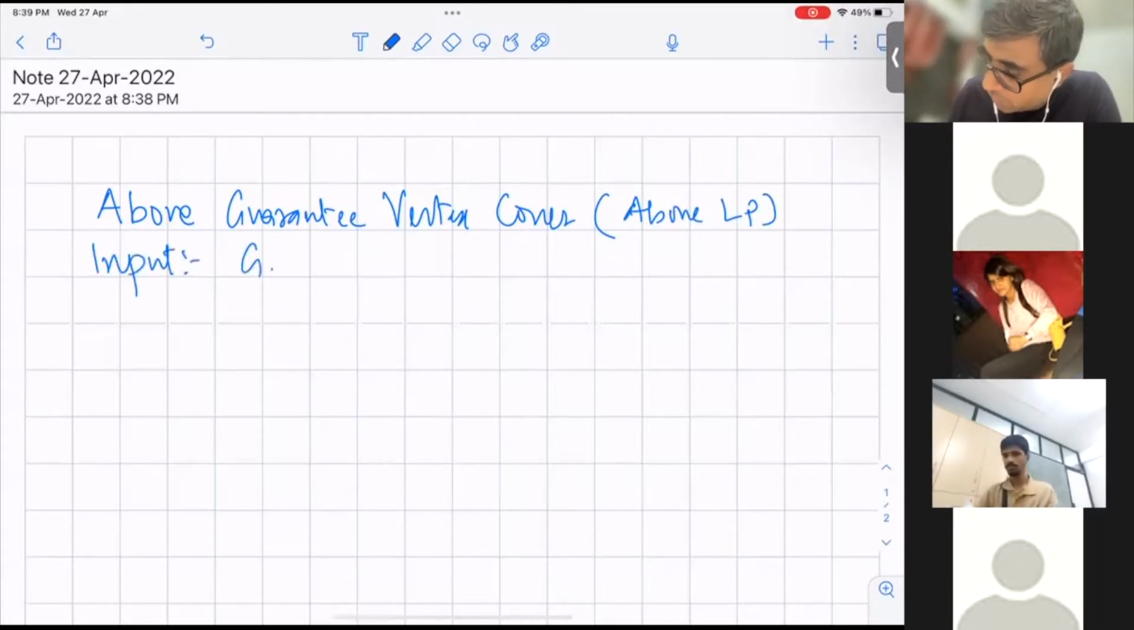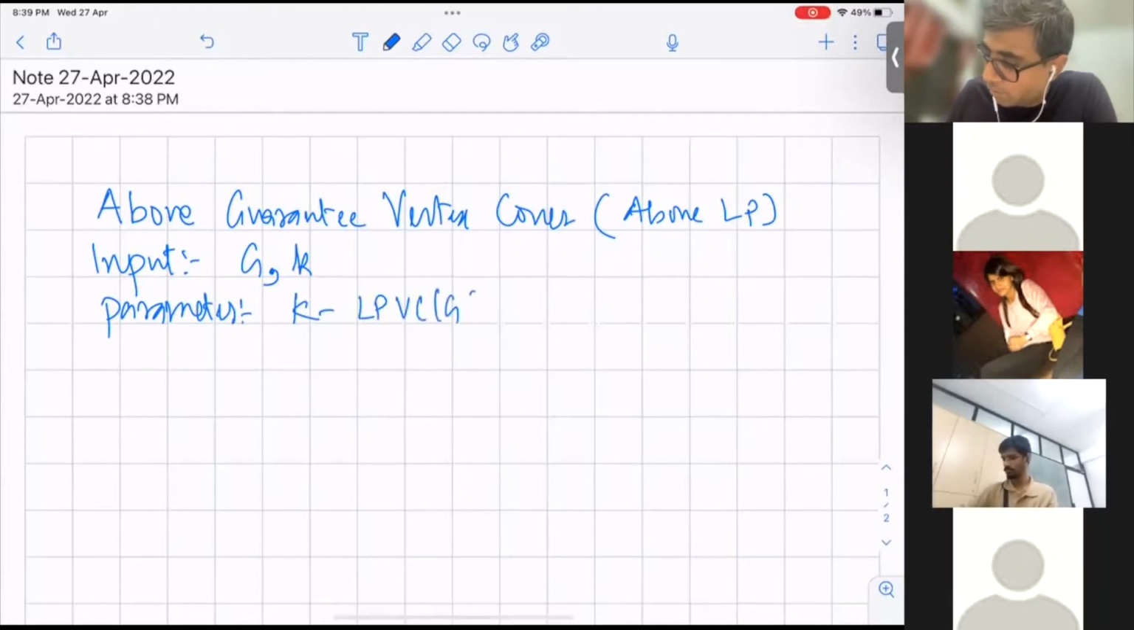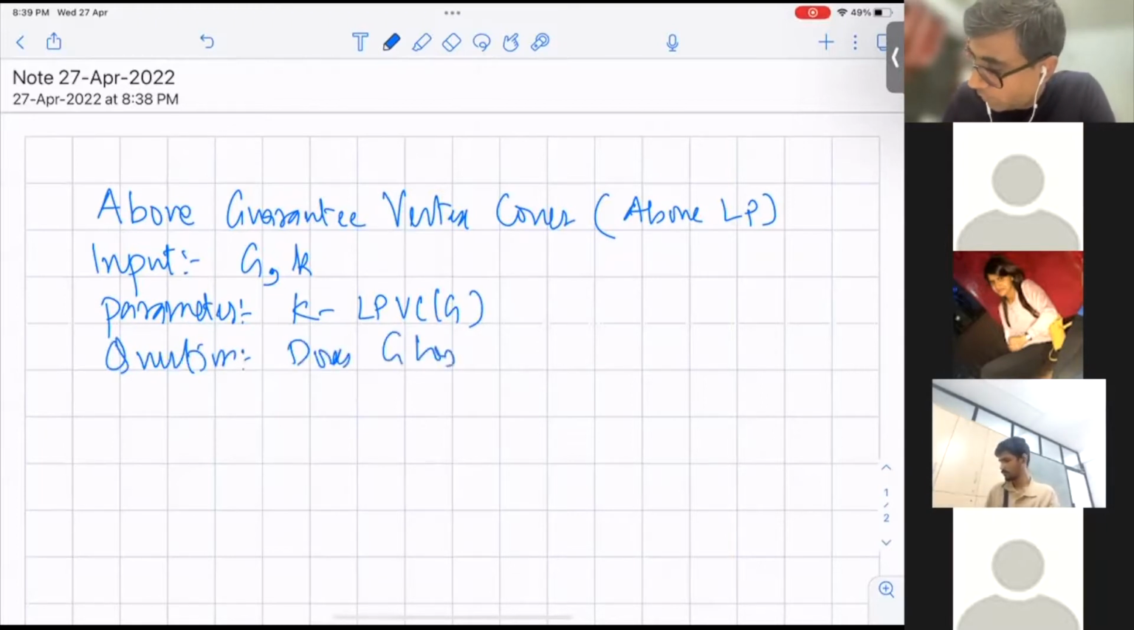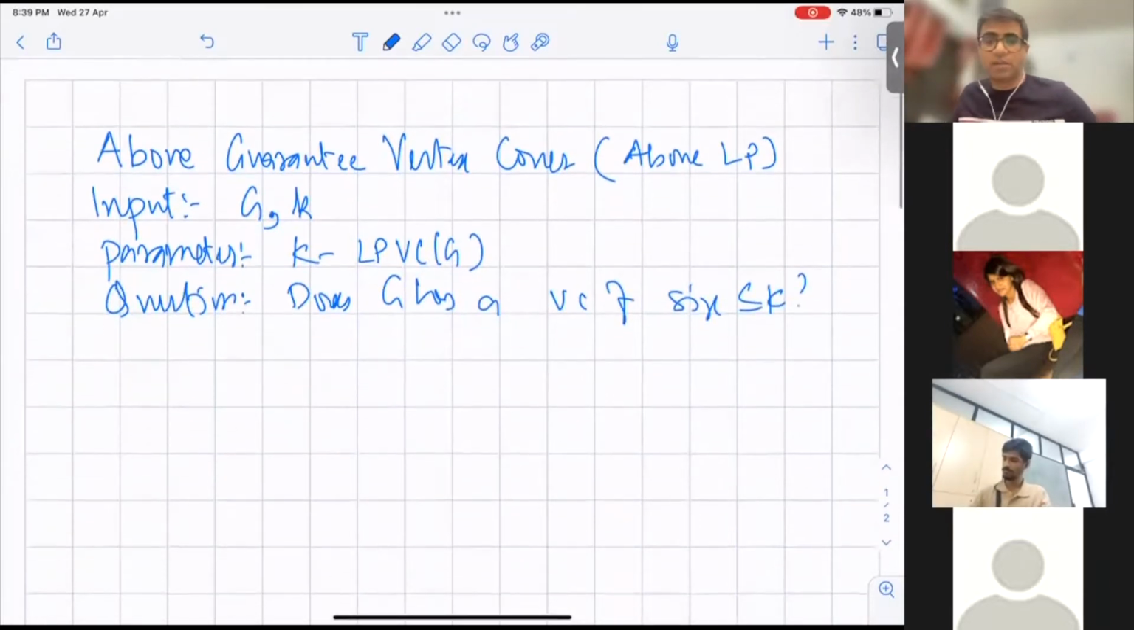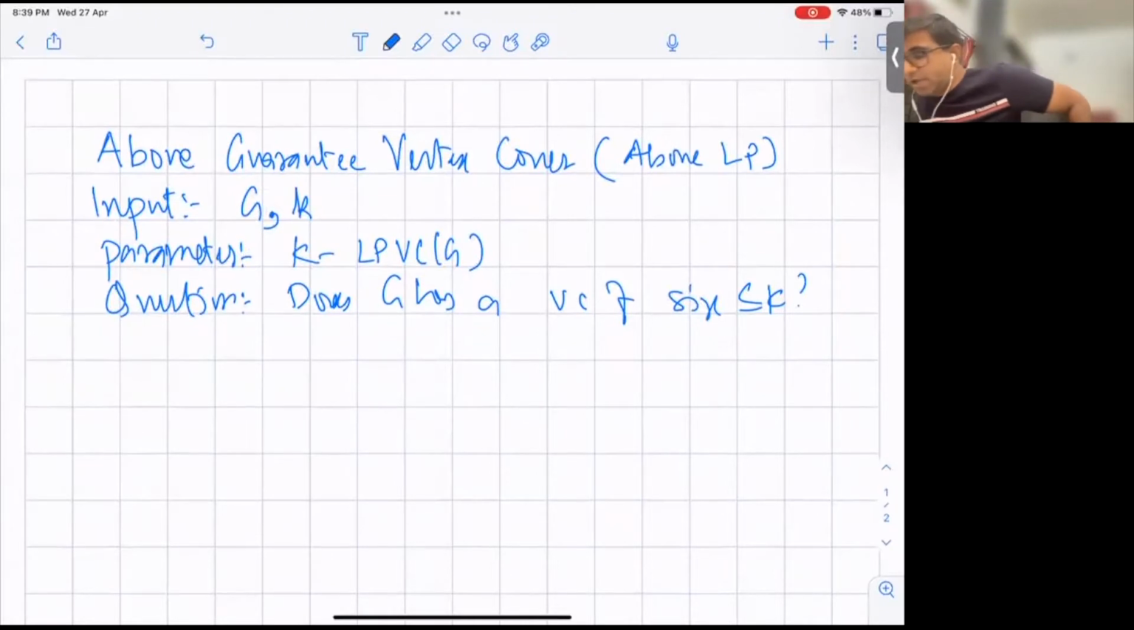So input was G, K, and my parameter was K minus LP value for the vertex cover of G. The question was, does G have a vertex cover of size at most K? So we still were looking for a vertex cover of size at most K, but our parameter, or the way we wanted to measure the running time, was different.